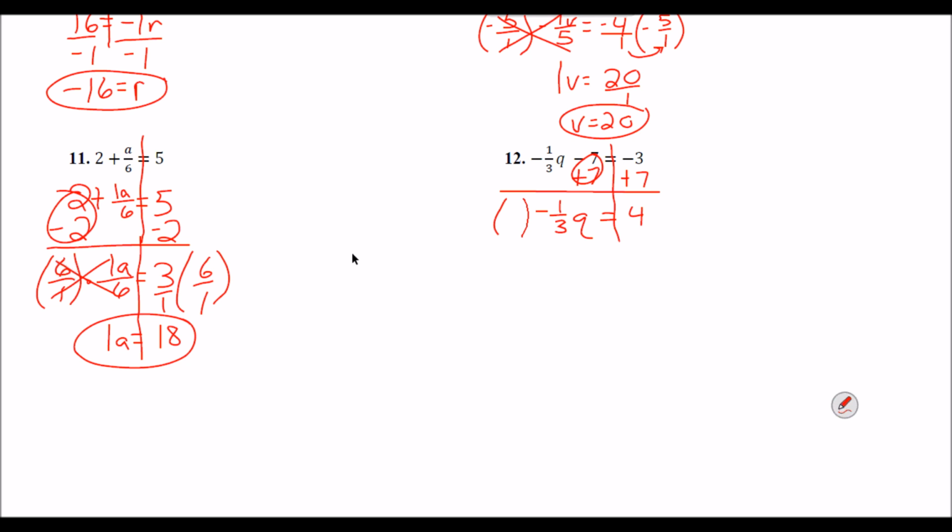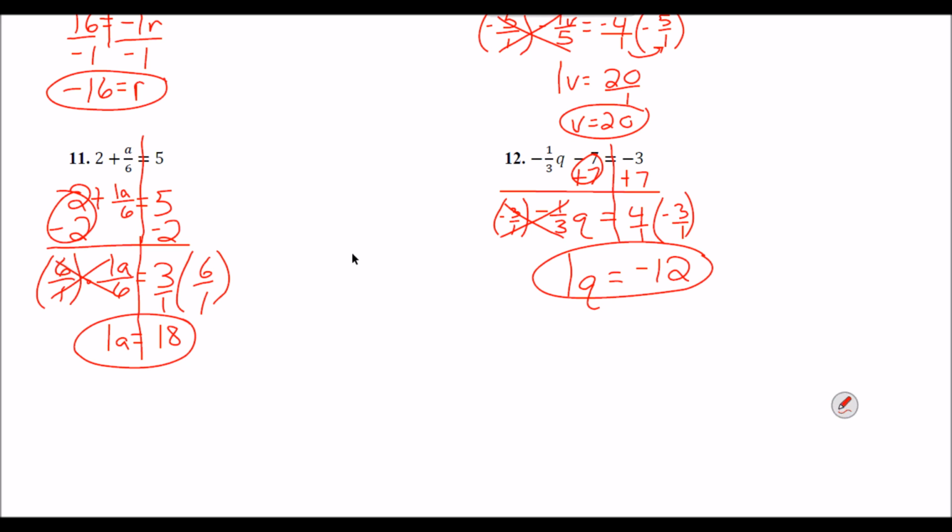We want to go ahead and flip our fraction over, which is negative 3 over 1, and we want to multiply each side by that. So on the left side, it becomes 1q. On the right side, we put our 1 underneath of the 4. And again, top times top. So 4 times negative 3 is negative 12. And on the bottom, 1 times 1, again, doesn't help us out, so we just leave it as is.